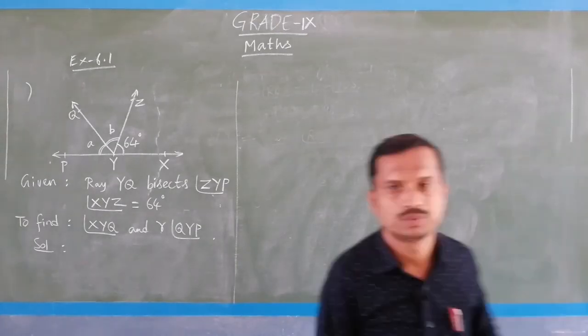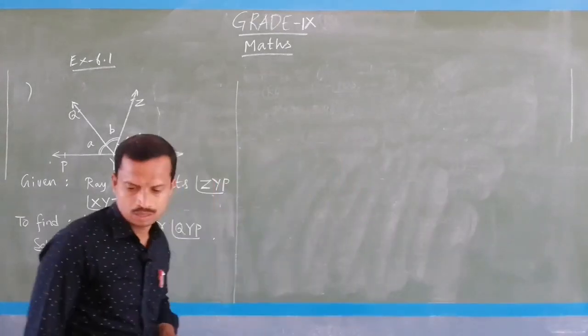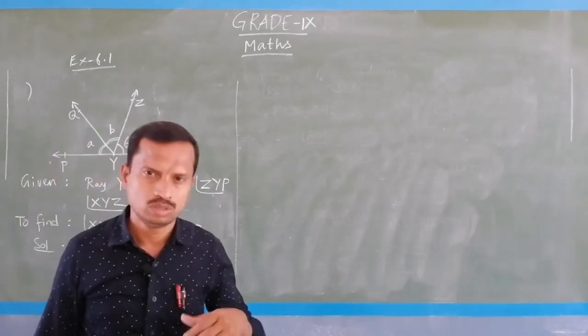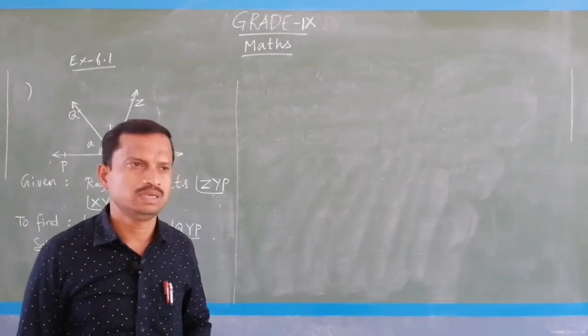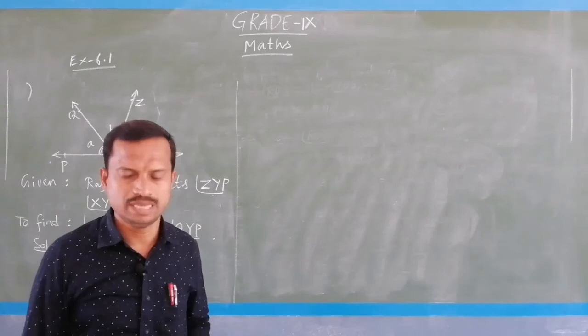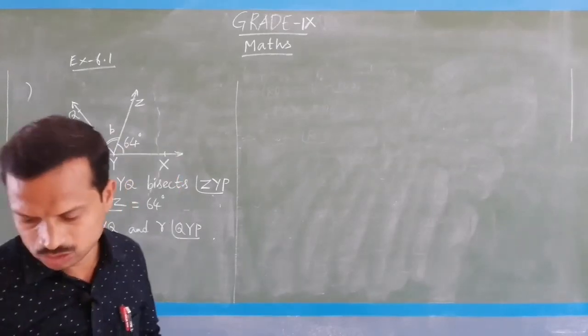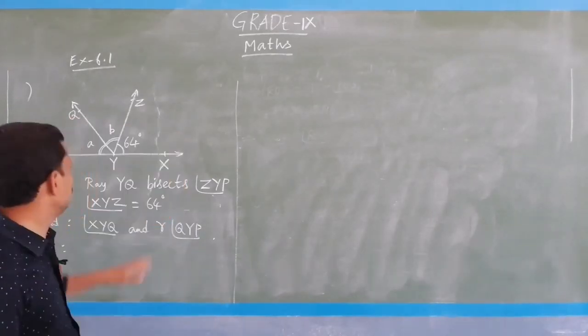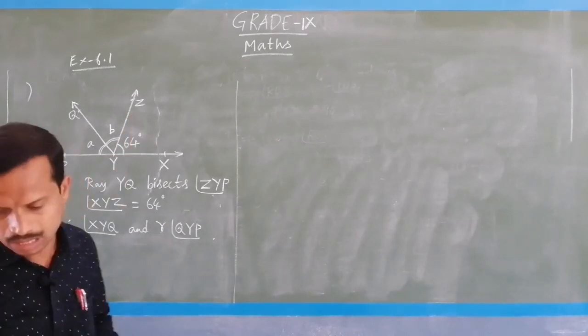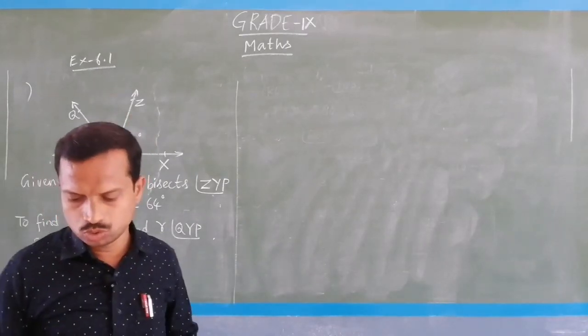Now, coming to question number 6. What they have given, we have to draw the diagram by ourselves by observing what is given in the question. See, it is given that angle XYZ is equal to 64 degree. So XYZ is 64 degree and XY is produced to point P.